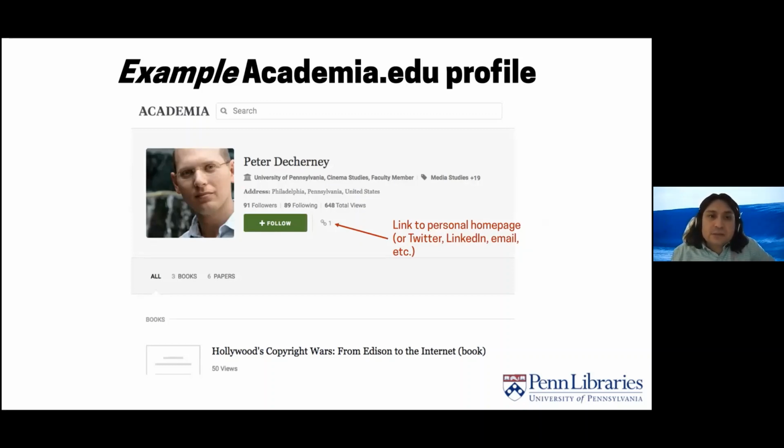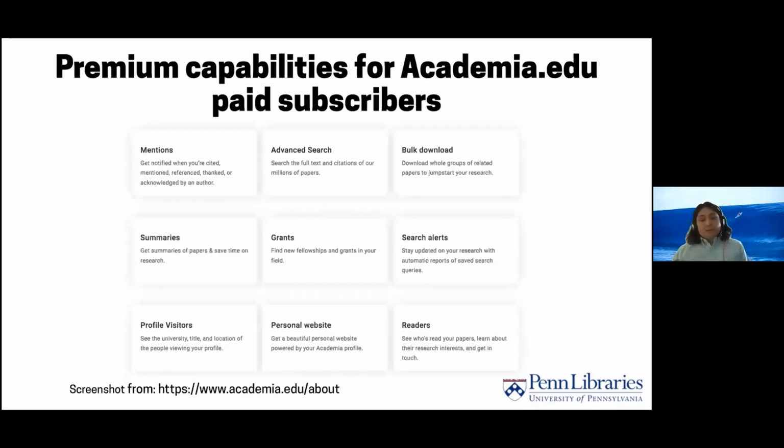This is how a profile looks. Here I have put Peter DeCherney, who is a professor in the Cinema Studies department at Penn. And what you have in here is that you can include links to Twitter, LinkedIn, email, whatever you want to include in there, so people can find you on other platforms. Here you can, as I said, upload your papers, upload your books for people to download themselves. And it is free to subscribe, but if you want to pay a little bit more, then you get these kinds of perks that are summarized here.